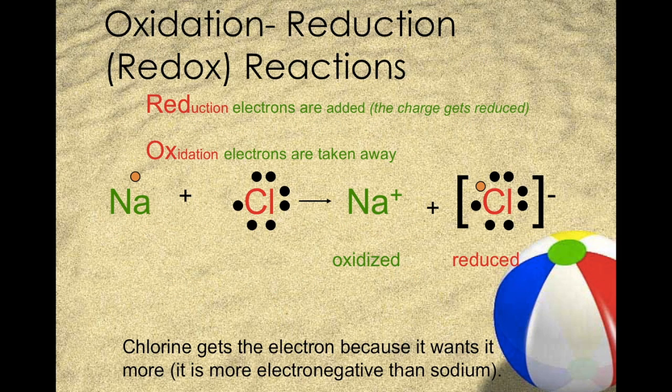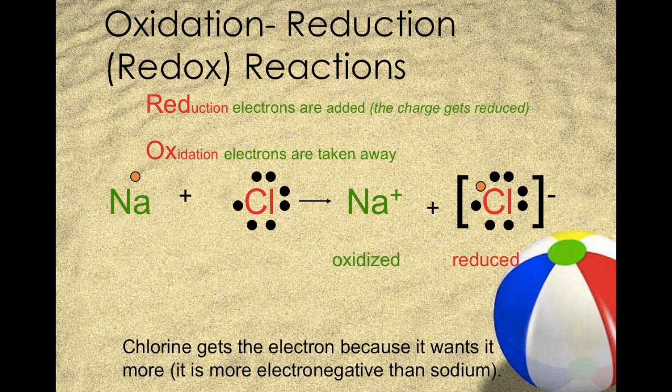The next type of reaction I'm going to talk about, oxidation-reduction reactions, is the most complex. In an oxidation-reduction reaction, which is often just called a redox reaction, electrons are transferred from one element to another. So this happens, for example, when ionic bonds are formed. In the case of formation of sodium chloride, an electron is transferred from the sodium to the chlorine atom.